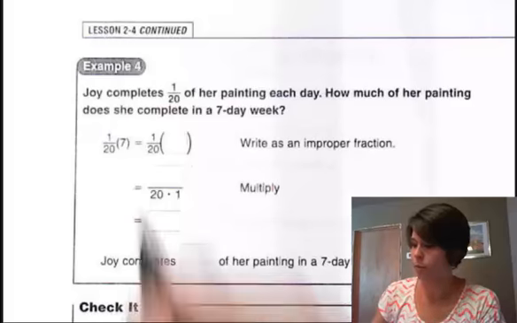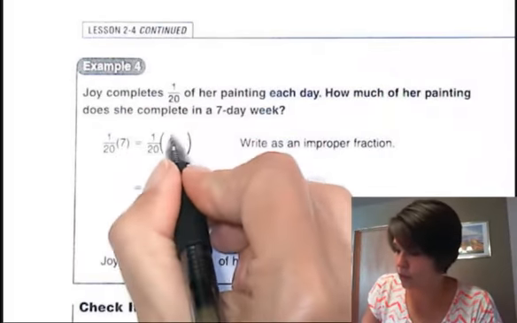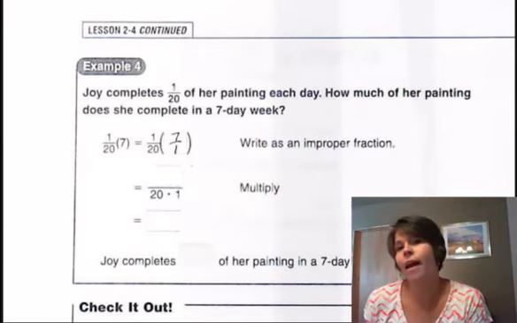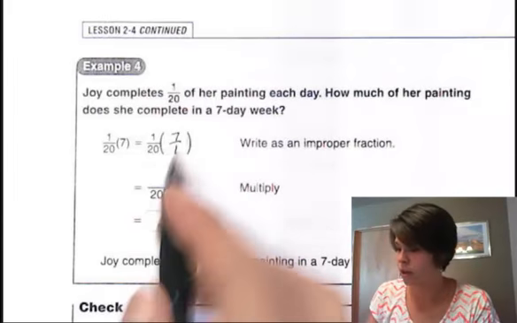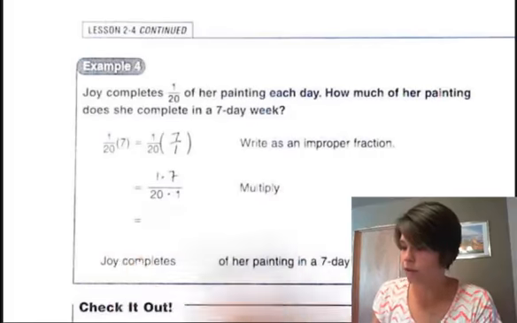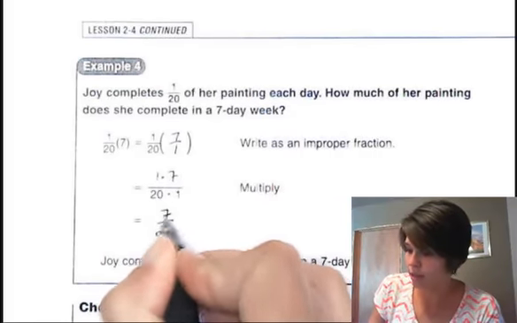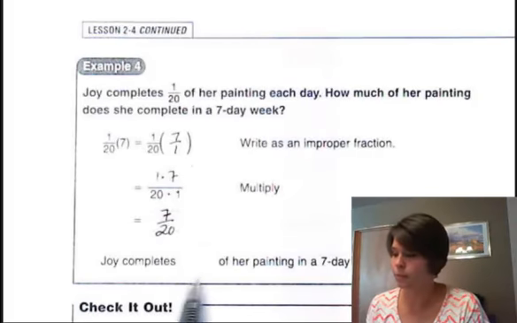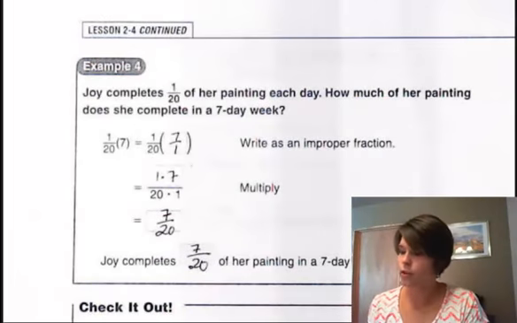So I think we're going to multiply, right? So 1/20th times a 7-day week. So 1/20th times 7 over 1. Right, it is an improper fraction. I don't have to because I know when I'm multiplying by a whole number, it just goes into the numerator. So 1 times 7 over 20 times 1, multiply 7/20ths. Now go ahead, remember it's a word problem, so answer it completely and give a unit. Joy completes 7/20ths of her painting in a 7-day week.